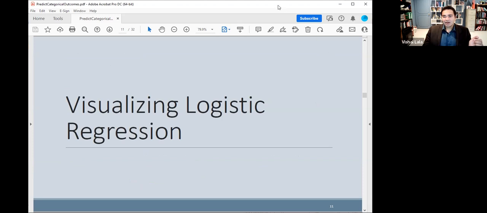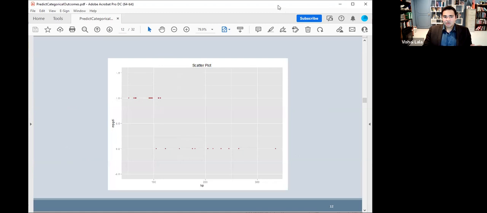Let's move along and visualize the logistic regression, so we get a sense of why use logistic regression. If you look at data for logistic regression, it will look something like this.